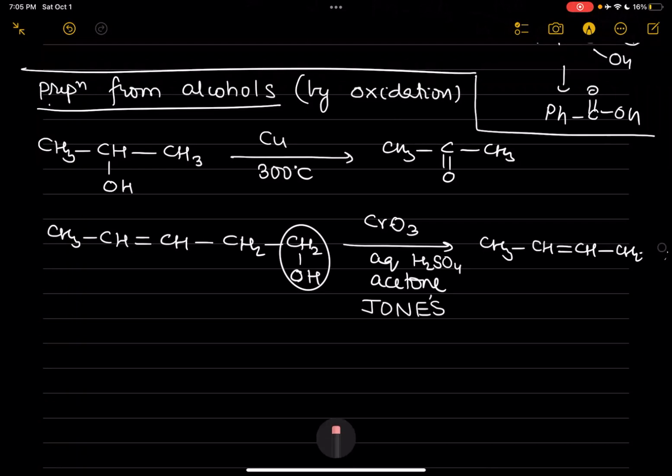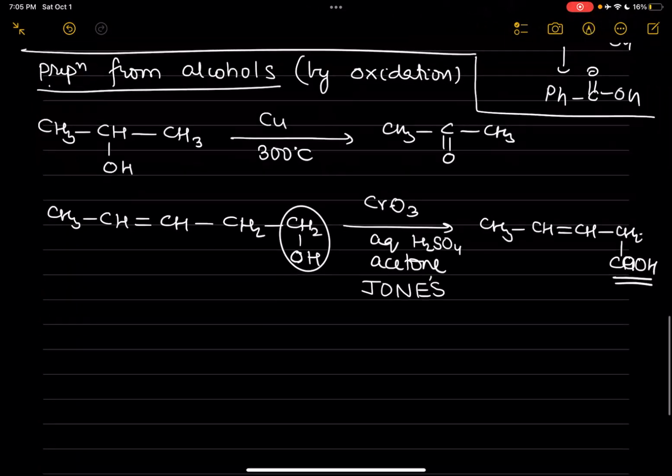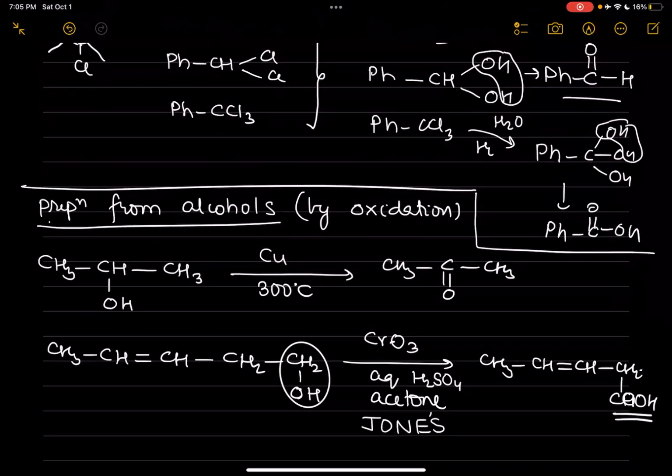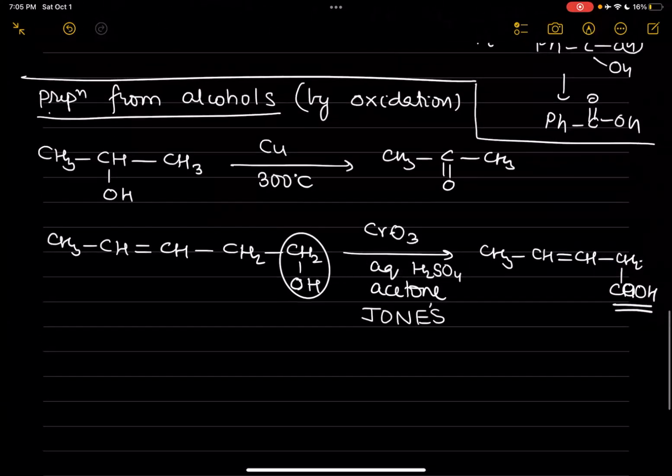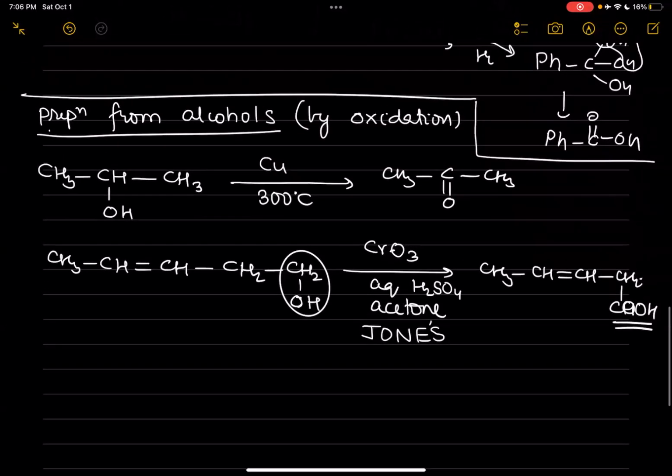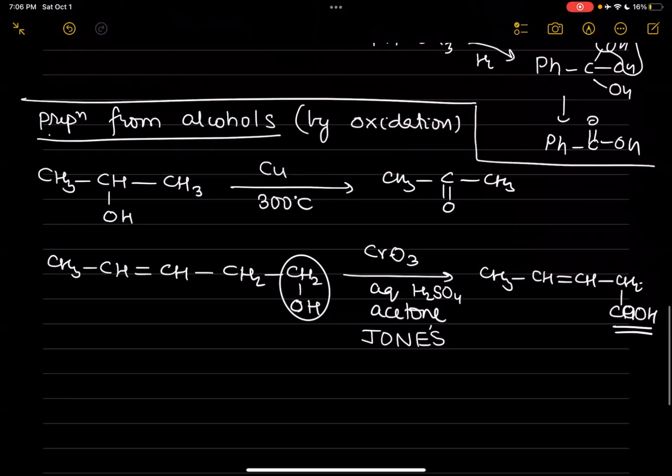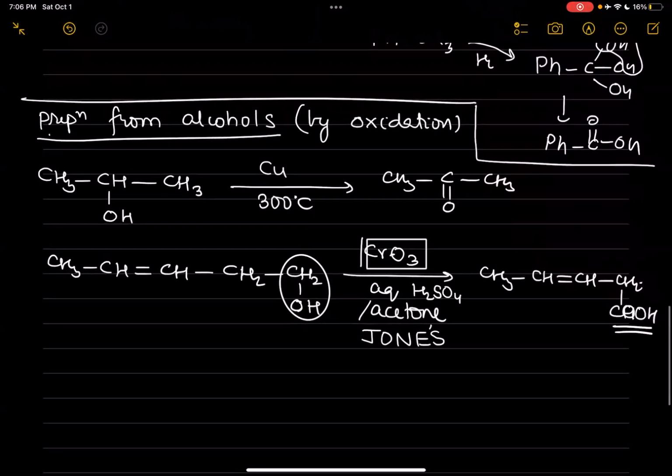But for alcohol, it is a strong oxidizing agent. So primary alcohols are going to change to carboxylic acids. But the double bond will remain intact. This is what we have already discussed. So aqueous H2SO4 and acetone together with CrO3 are called Jones reagent. CrO3 is the main oxidizing agent. This is called Jones reagent.